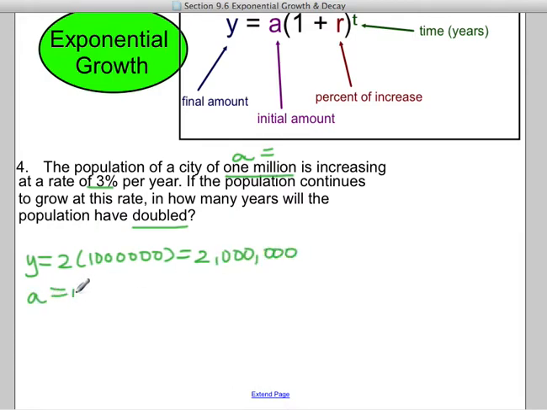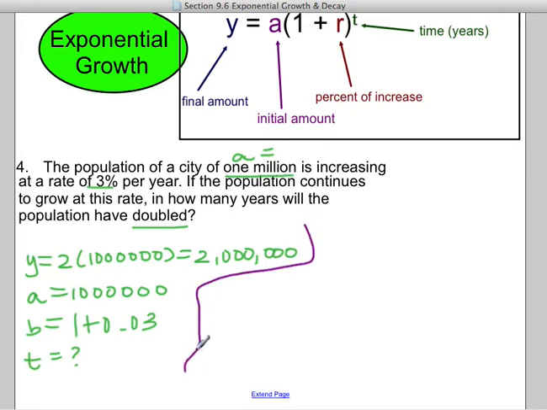My A is 1 million. That's what I'm starting out with. And my B, my rate, is 3%. So it'd be 1 plus 0.03. And my time, that's what we're trying to figure out. We want to know how long, how many years. So that's my t. So I would plug everything in. I have 2 million is equal to 1 million, my B value, 1.03 to the t.